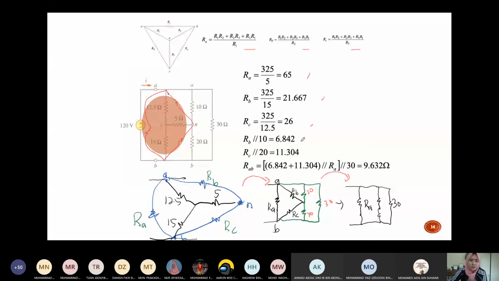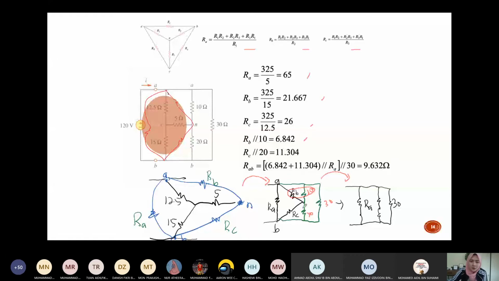If you look at this circuit, you can see that resistor RB is in parallel with the 10 ohm. So you find R equivalent 1. For example, I name this R equivalent 1. So R equivalent 1 is actually RB parallel with 10. You calculate, and you should get the value of 6.842 ohms.